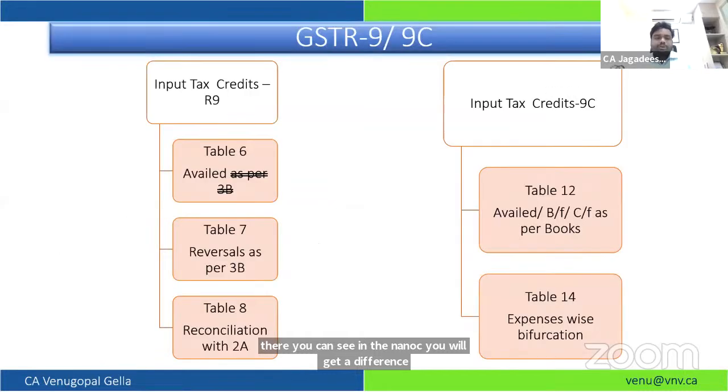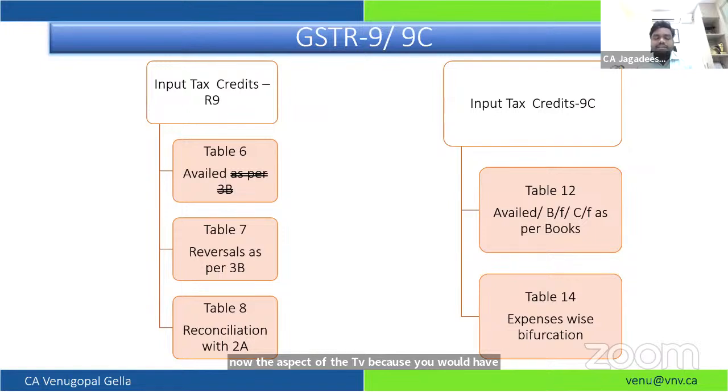Now we'll see the ITC reporting. In the ITC part, in table 6, table 7, and table 8, these are all the ITC tables. In table 6, I need to report the gross ITC availed. I purposefully struck off "as per the 3B" because you could have made mistakes at the time of filing the monthly GSTR-3B returns.